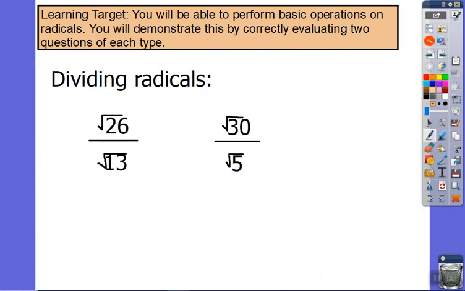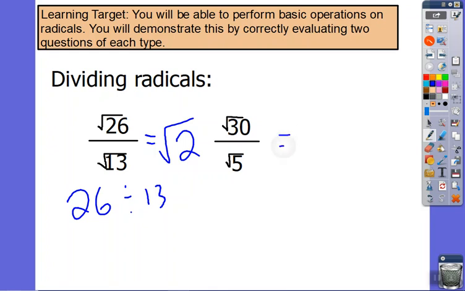Okay, so how do you think we might divide then? Square root of 26 divided by square root of 13. I'm going to have one square root in my answer with no fraction, and I'm going to just do what is 26 divided by 13, that is 2. Okay, square root of 30 divided by the square root of 5, that is going to be a square root. 30 divided by 5 is 6.